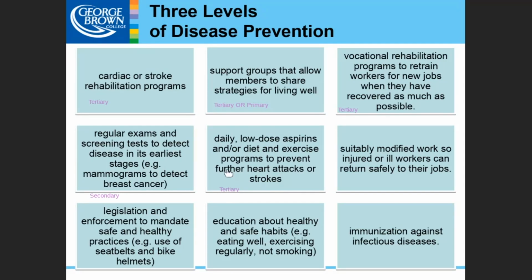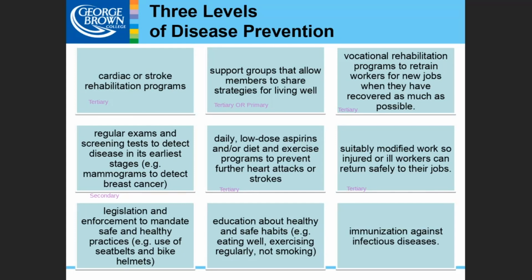It's one of those similar to the support groups up here. But because it says further heart attacks and strokes, we can infer that the group of people we're targeting has already had heart attacks or strokes. In that case, it would be tertiary. Okay, suitably modified work, so injured or ill workers can return safely to their jobs. What do we think about this? Modified work. Yeah, tertiary.